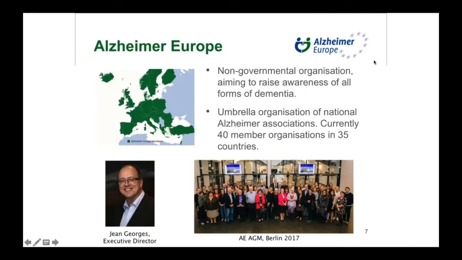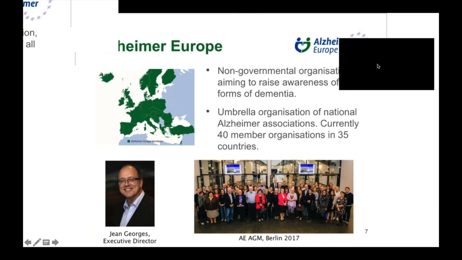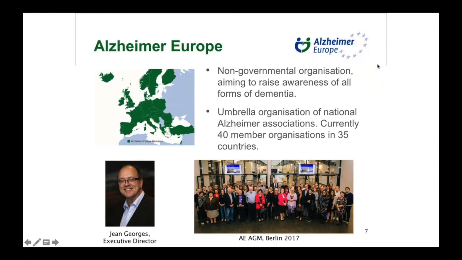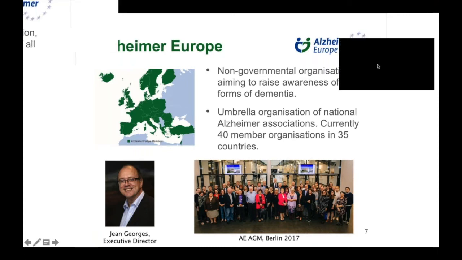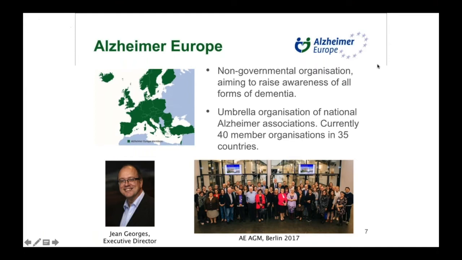I just wanted to give you a bit of background about Alzheimer Europe. We are a non-governmental organization. We are an umbrella organization in Europe. We have 40 members as of today. Our members are national Alzheimer associations, and we are represented in 35 countries. You can see in the map in green the countries from which we have members. You also have in the picture our executive director, Jean-Georges, and then a picture of our members in Berlin last year at our conference in 2017 and the annual general meeting. Next, please.